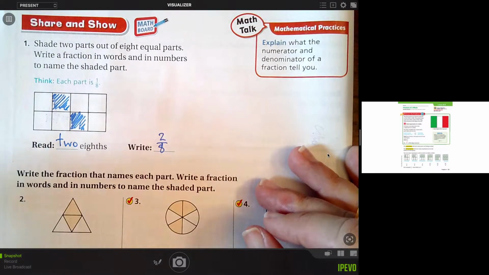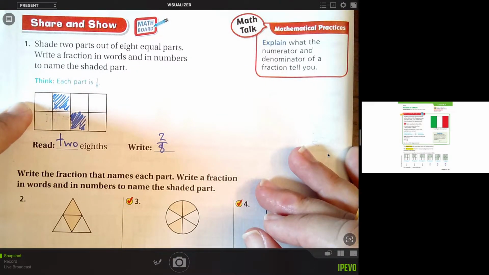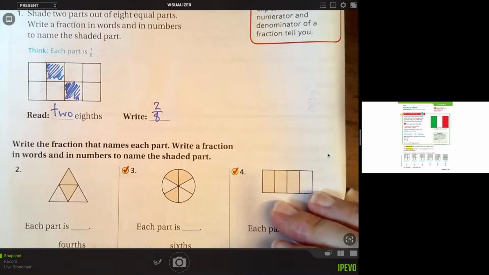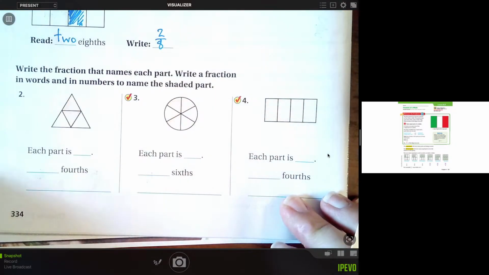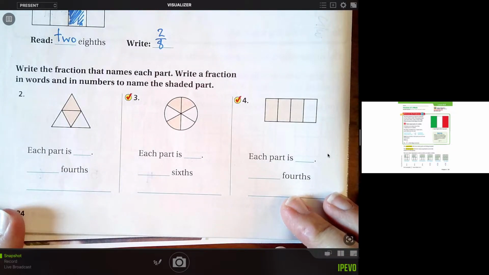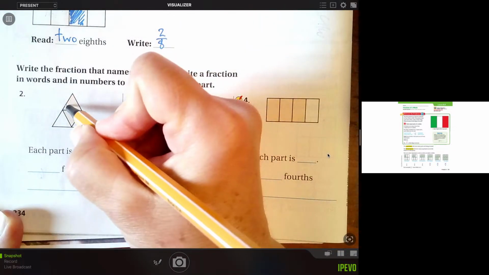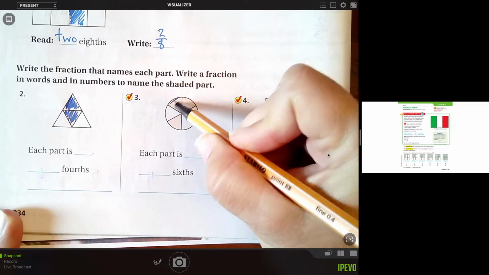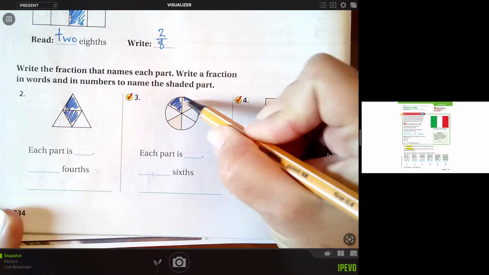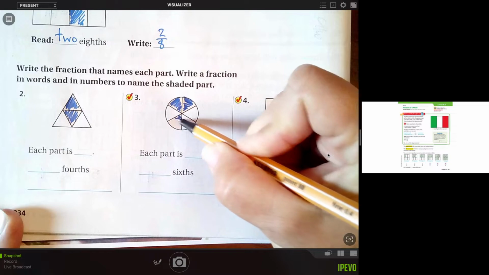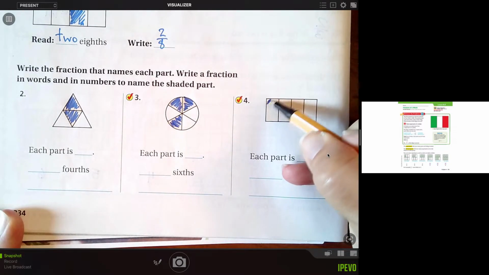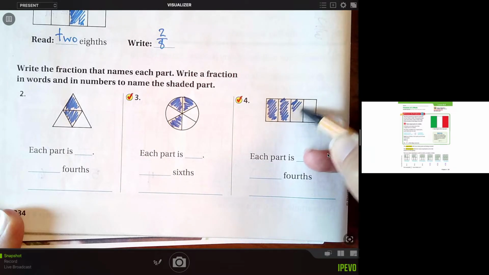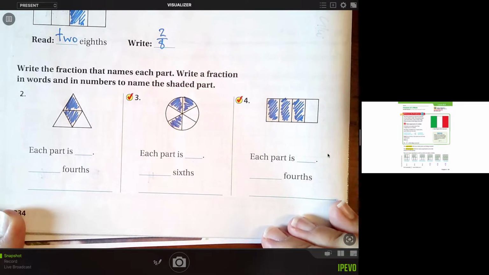Did you do something like that? You could shade any 2 of the 1/8 pieces, but you do need to write 2/8 in words and in numbers. All right, here we go. We're going to write the fraction that names each part and write a fraction in words and in numbers to name the shaded part. I'm going to really highlight these shaded parts, and I'll do all of that shading right now. And then I'm going to ask that you don't look as I do my work and you do your work. Pause if you need to, because this is a good chance to practice. This should not be a brand new concept. It should be a bit of review.